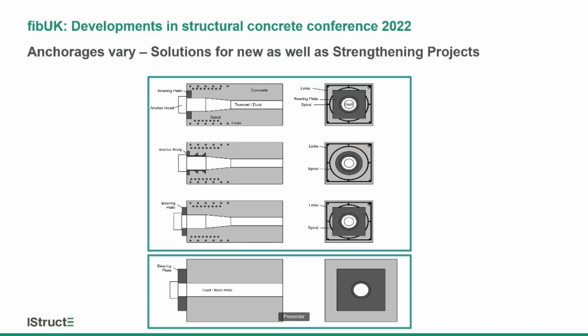For strengthening projects, of course, you cannot have reinforcement in, you cannot have any trumpets or something like this. So the only thing you can do is have a straight drilling through the existing structure, and then a massive bearing plate on top of it for introducing the post-tensioning loads into the structure.